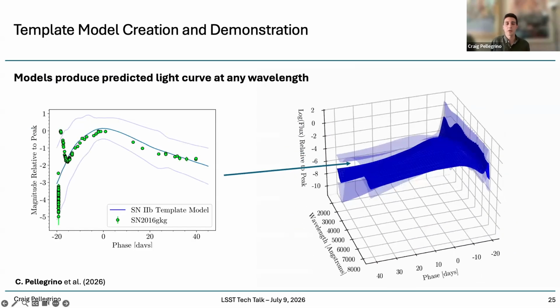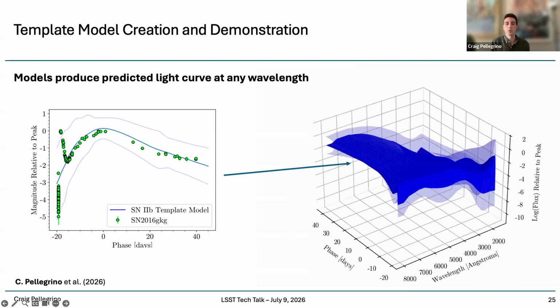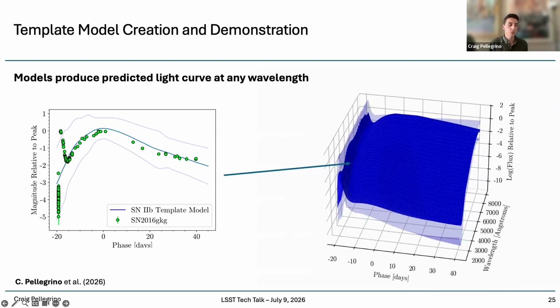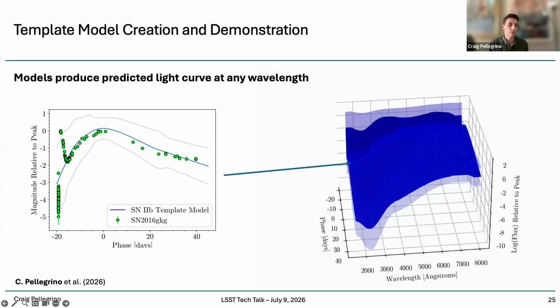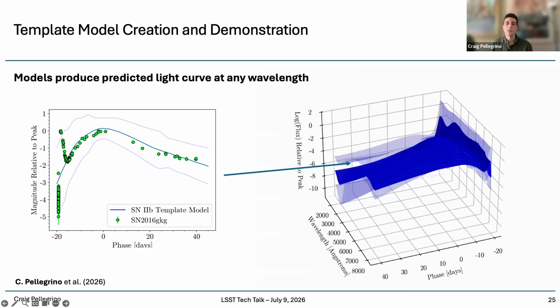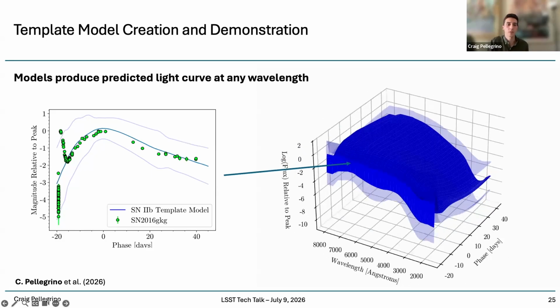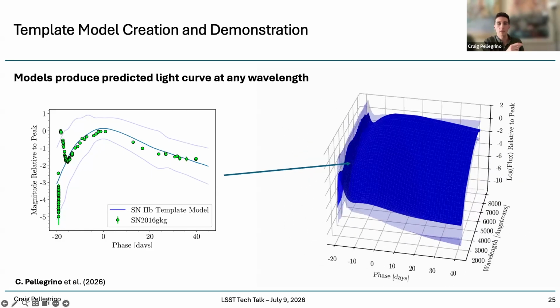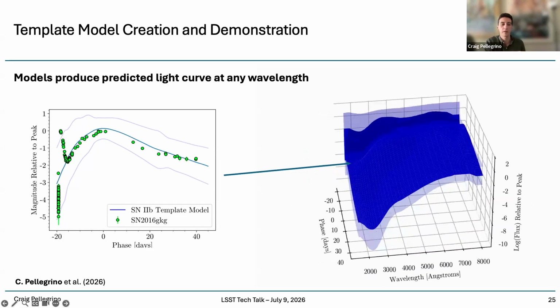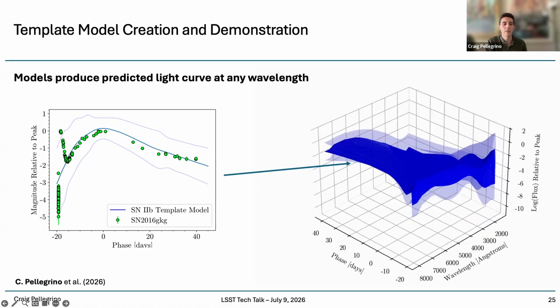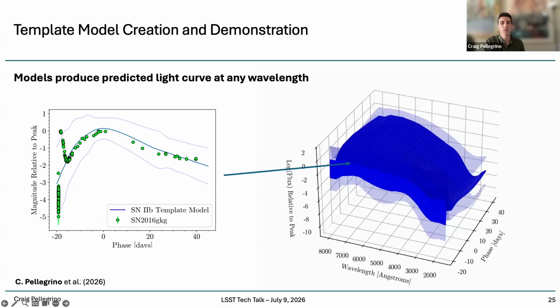So now that we have our final output models, we can use them to make some predictions. So for example, we can predict a light curve. This is essentially a slice across this surface at a single wavelength. So that's what's being shown here on the left. This is a predicted light curve from our type 2b template model there. The error bars correspond to 95% confidence intervals. And then we're comparing that predicted light curve with the V-band flux from the supernova 2016 GKG.